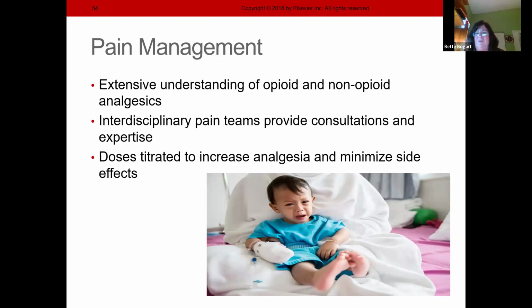But distract the child. It's an amazing thing. Put on a movie, give them some activity to do. And it could be elevating the head of bed, hot, cold, positioning. So many things we can do to decrease the amount of pain.